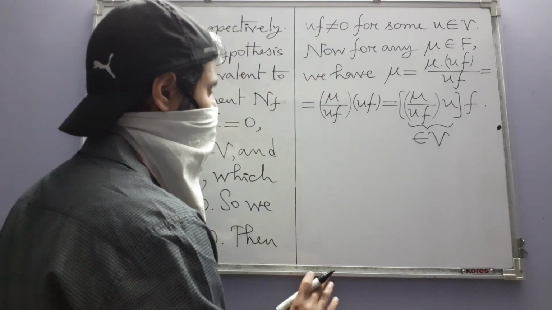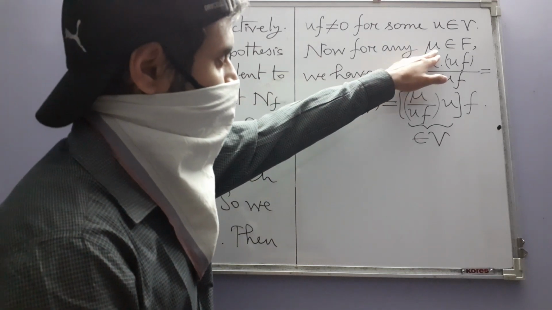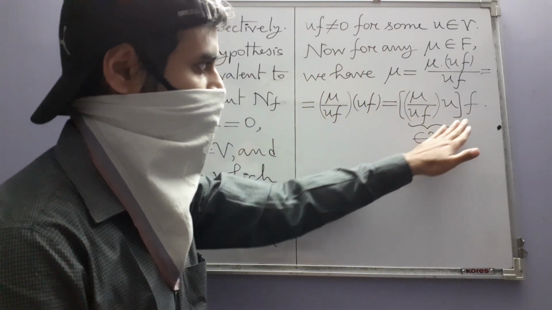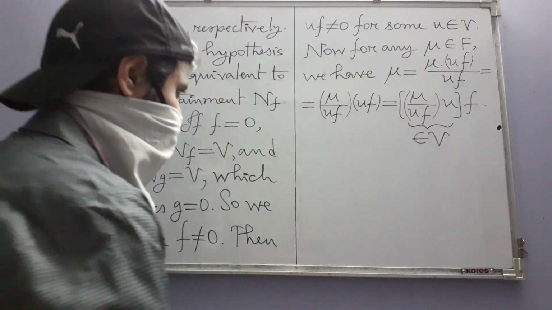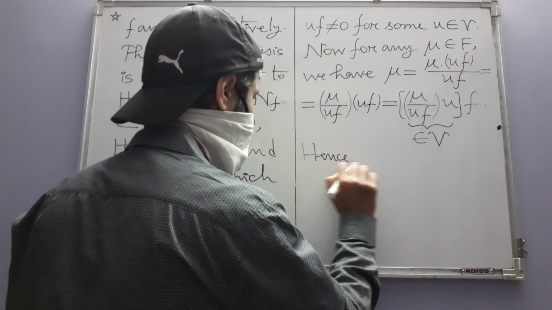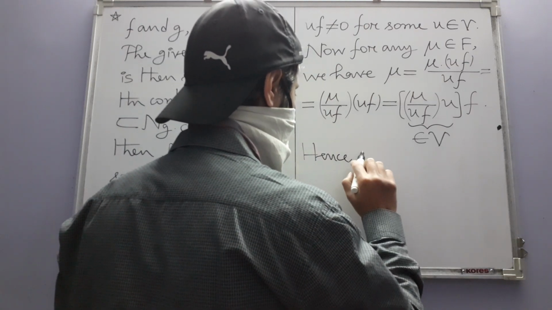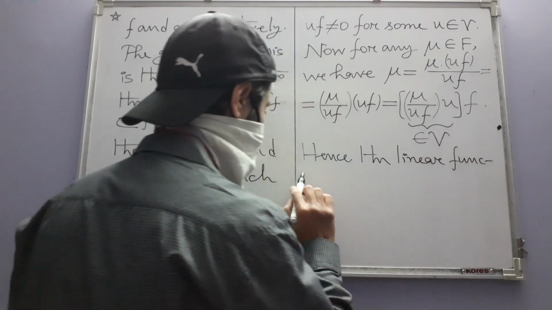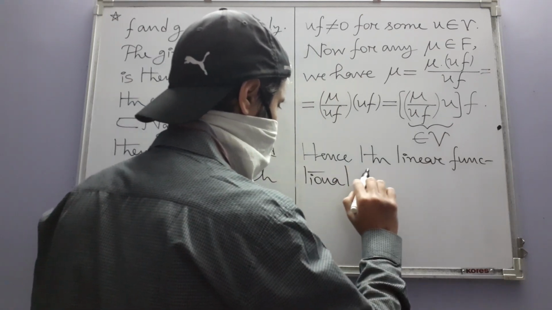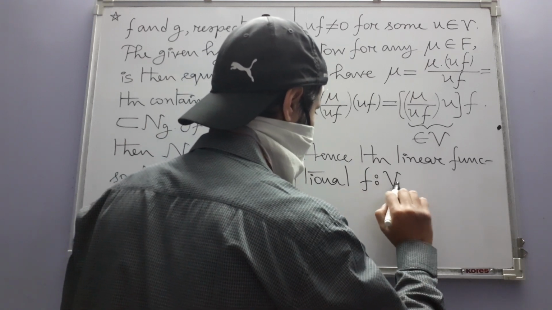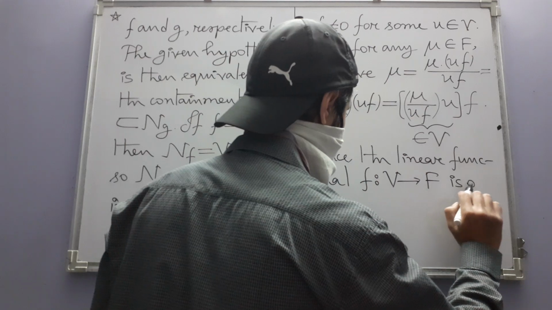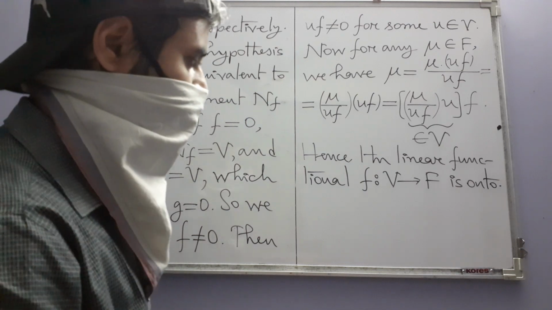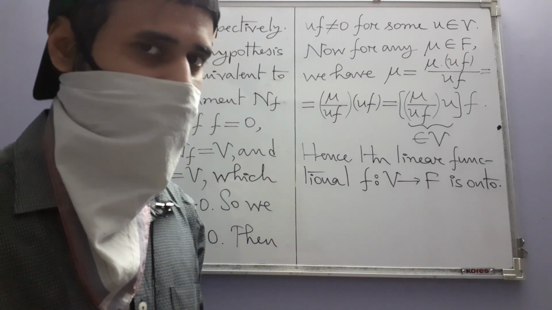Now what have we managed to show here? We have shown that any scalar in the field is the image of some vector under f, and that vector of course is coming from V. Hence, the linear functional f which maps V into F is onto, okay, it's an onto vector space homomorphism, right?